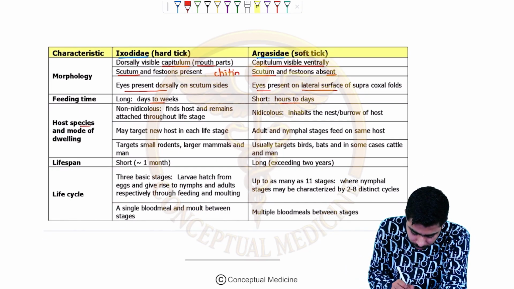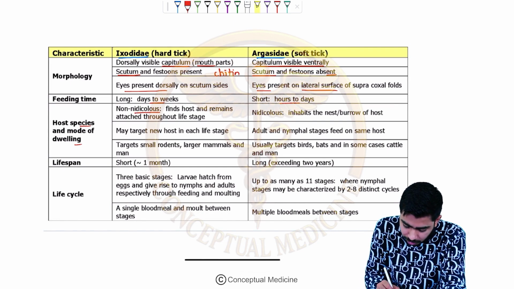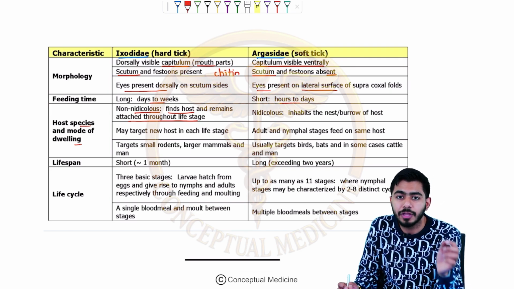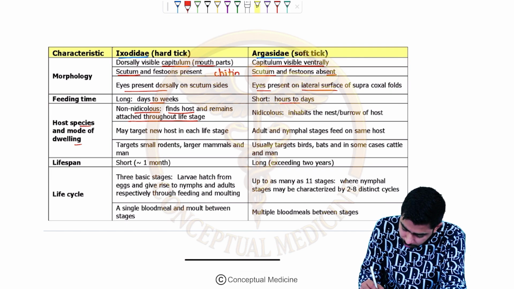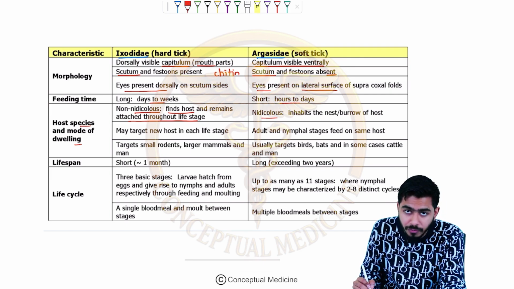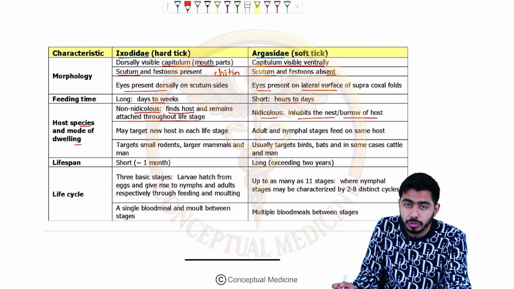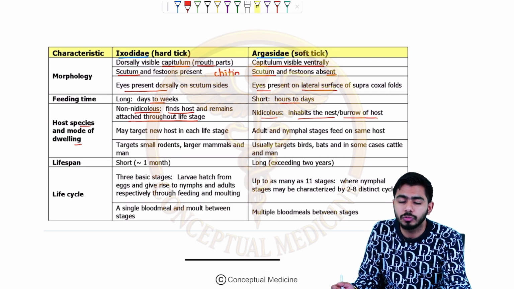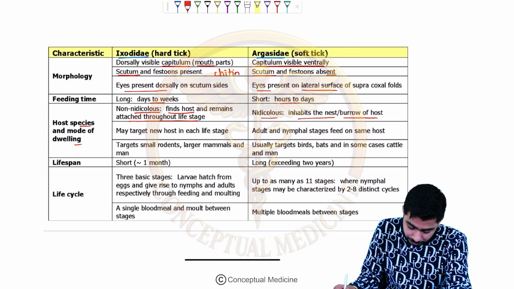So host species and mode of dwelling, right? Hard ticks are usually non-nidicolous. That means they will find the host and remain attached throughout the life stage. If that is not the case, then they will die, right? Next point: on the other side, the soft tick actually inhabits the nest. They might be present in the burrows of the host, and even if they are not able to find the host, they might survive for a very long period of time as compared to the hard tick, right?